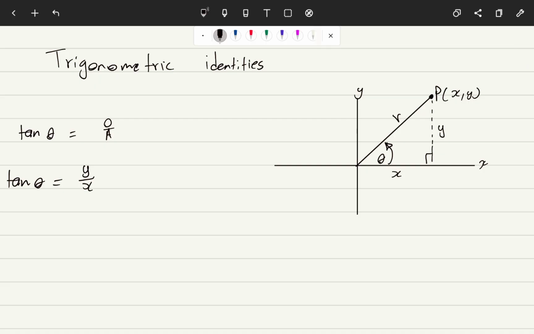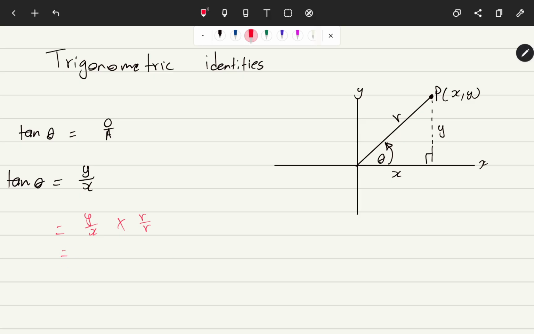Let me use the red pen. You have tangent theta being y over x. Let us multiply by r over r. You realize that what we have done here is actually nothing, because r over r is 1. So we haven't even changed what tan theta represents.